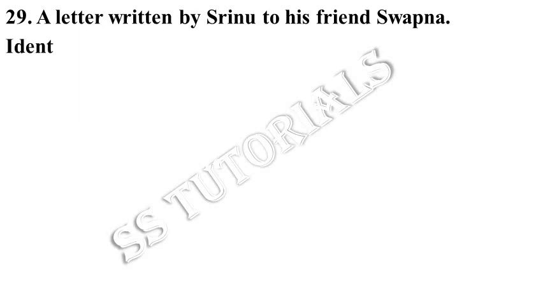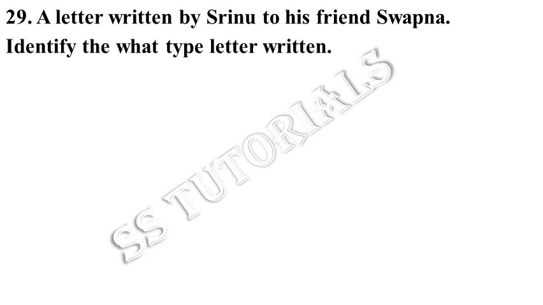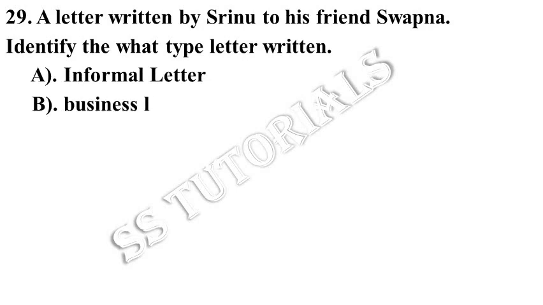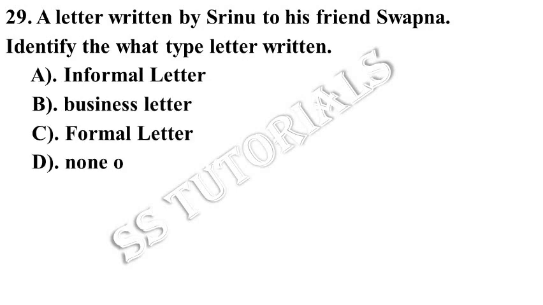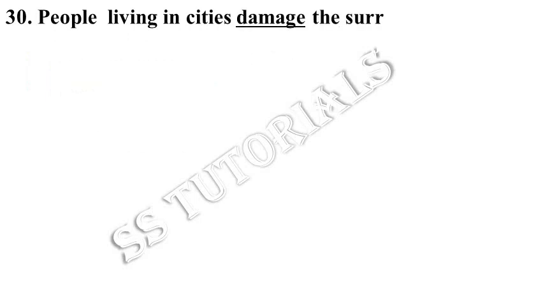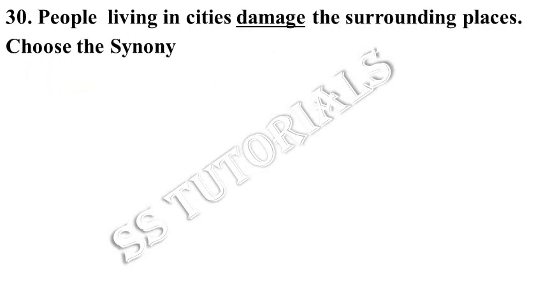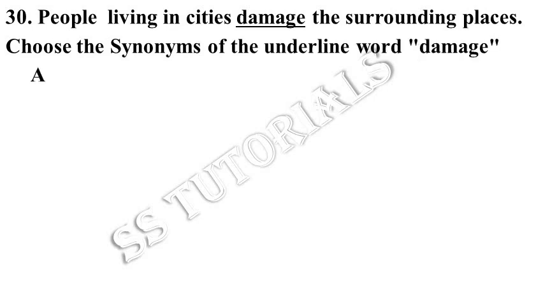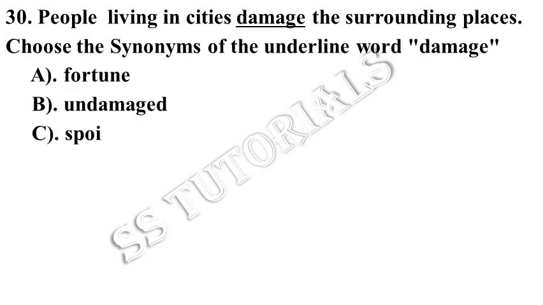A letter written by Srinu to his friend Swapna. Identify what type of letter is written. Answer: informal letter. People living in cities damage the surrounding places. Choose the synonym of the underlined word damage. Answer: spoil.